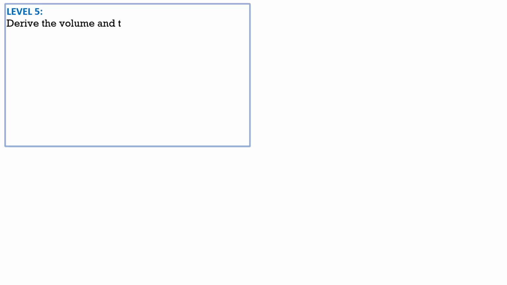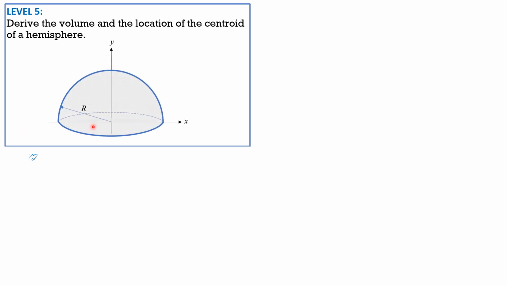So level 5: derive the volume and the location of the centroid of a hemisphere. So that's the sphere. For the solution, let's have a horizontal strip. Then the distance of every element of the top surface, which is a circle, from the x-axis is constant at y. Then the axis of symmetry is y, therefore the centroid of the hemisphere lies on the y-axis.